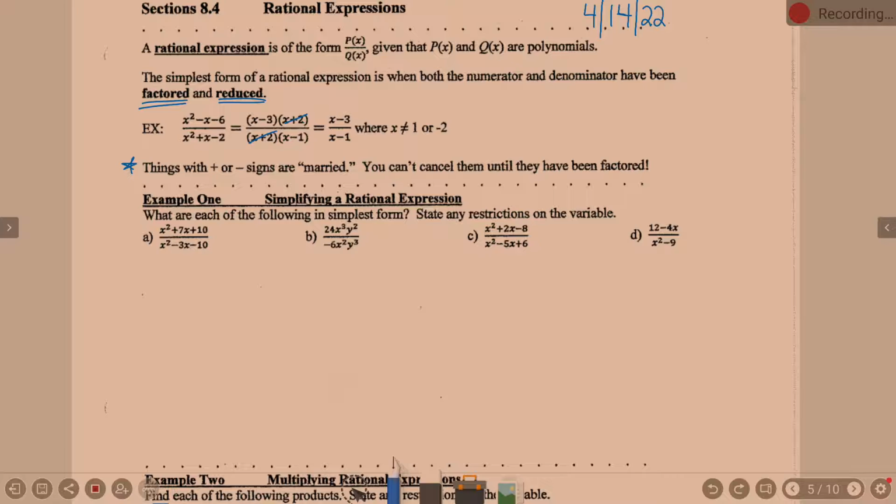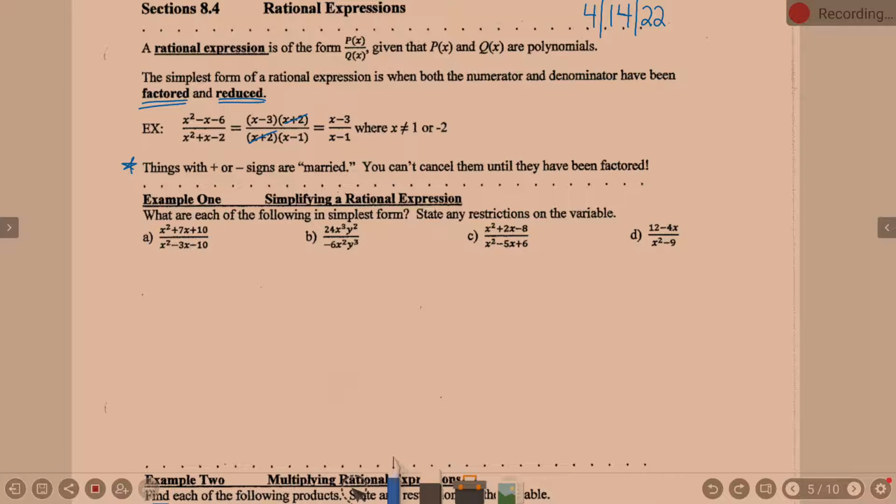So, let's look at example 1. We're starting off today with just simplifying rational expressions. But then we are going to be working on multiplying rational expressions and dividing rational expressions. So, what is each of the following in simplest form? State any restrictions on the variable. X squared plus 7x plus 10 over x squared minus 3x minus 10.